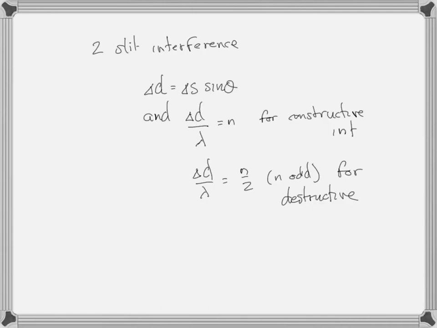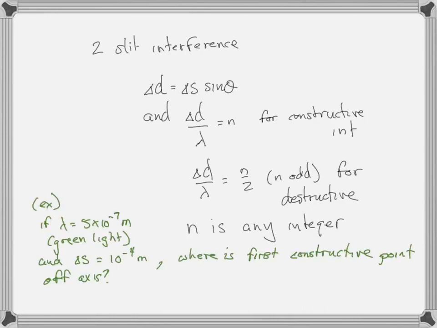I forgot to say, when for the destructive interference, delta D over lambda is n over 2, that was for odd n, right? N is an integer, sorry, n is any integer. And this is going to give you all the points of constructive and destructive interference.